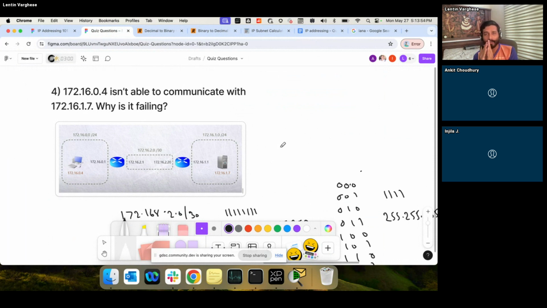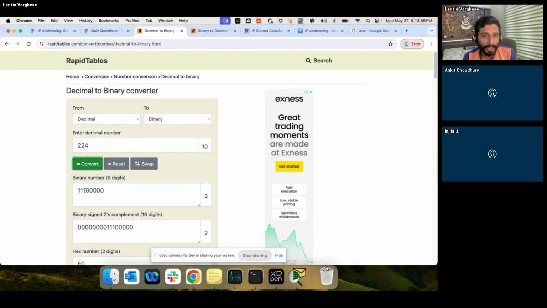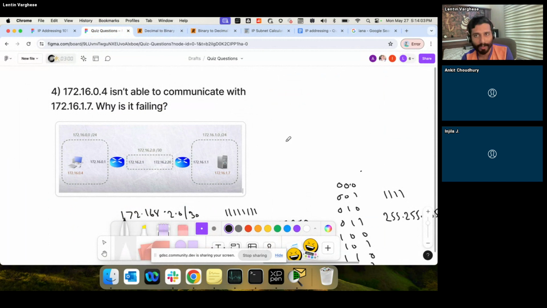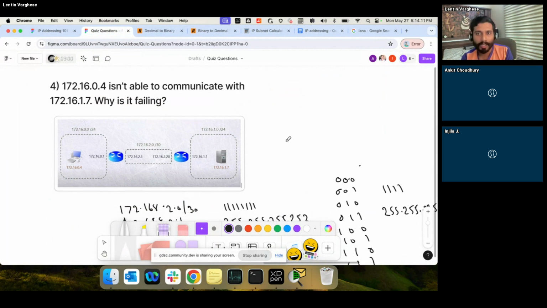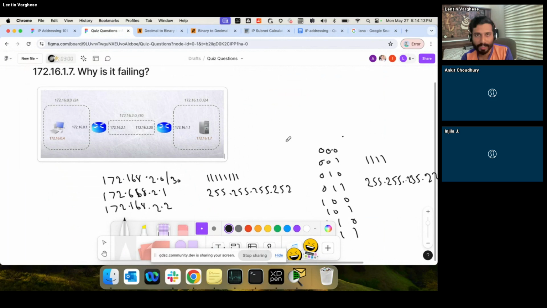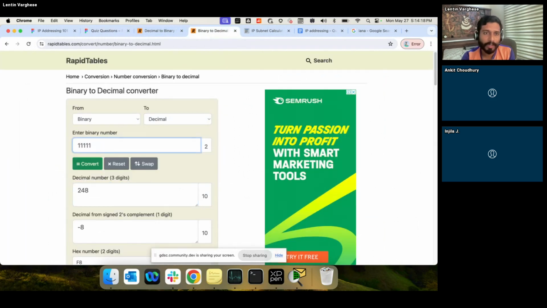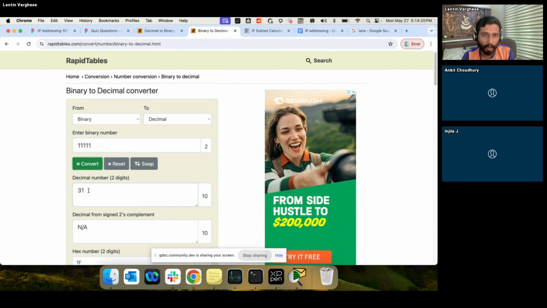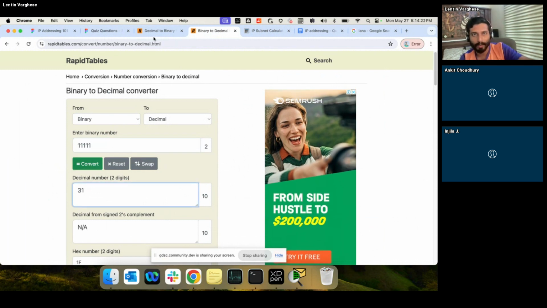Now, 224, when we say that, what we are essentially telling is use the first 3 bits of the final octet as network address. Use only the final 5 bits for the host portion. Now with 5 bits for host address, the highest number of hosts you will get is 31.